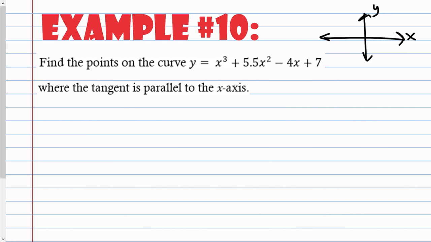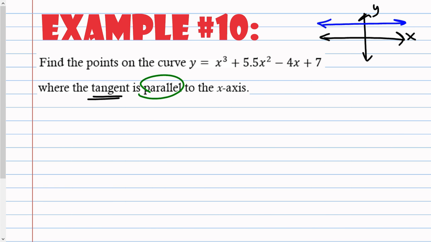So therefore, if my tangent is going to be parallel to the x-axis, so for example, it's going to look something like this, right? They're going to be parallel. That means they're going to have the same slope, and the x-axis has a slope of 0. So again, I'm doing the same thing, only the question is worded differently, right? I need to figure out at what point does this curve have a slope of 0?